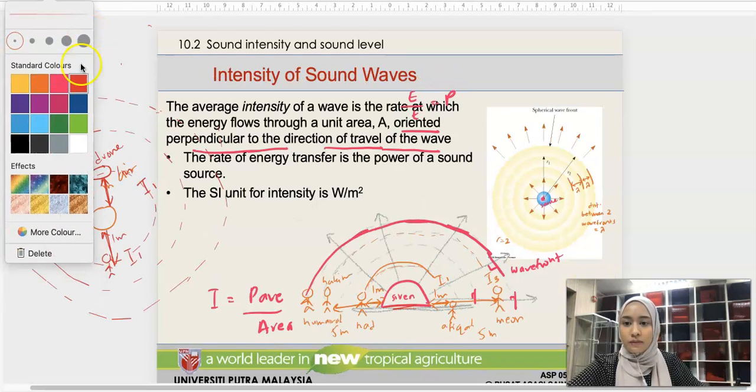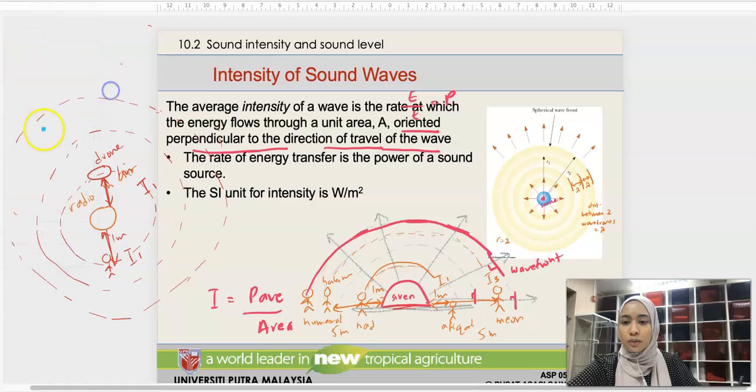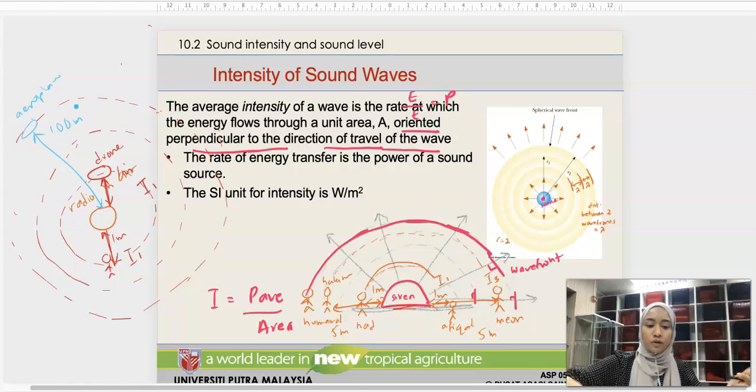Okay, let's use a different color for the aeroplane. So this is blue. This is the aeroplane. Hope this is picking up. So it is 100 meter away from the radio. Anggaplah radio ni kuat gila sampai aeroplane pun dengar. So it's 100 meter away from the radio, right? It's up there, and I am 1 meter down from the radio.